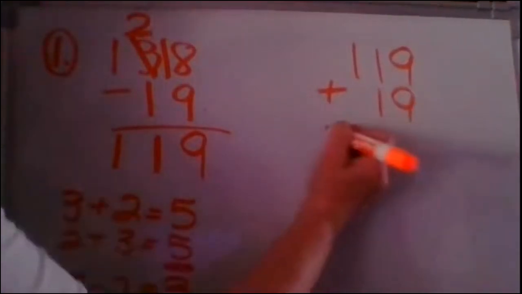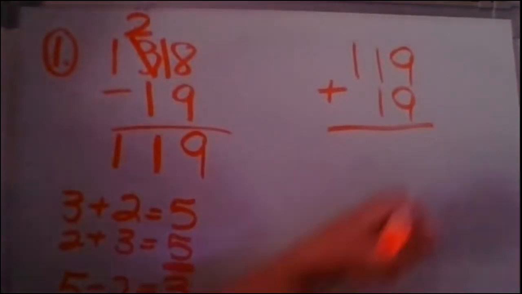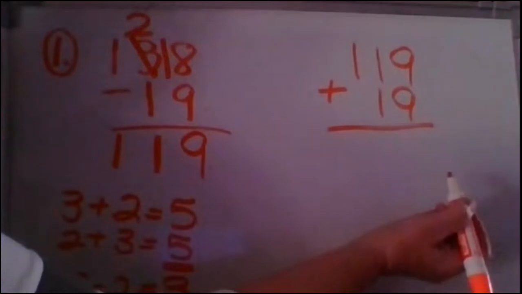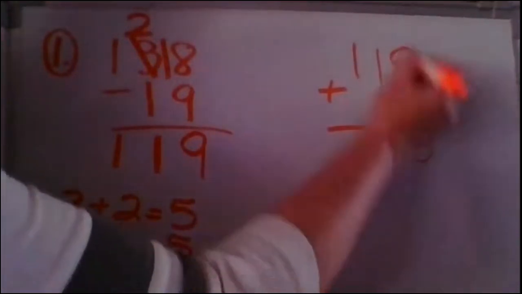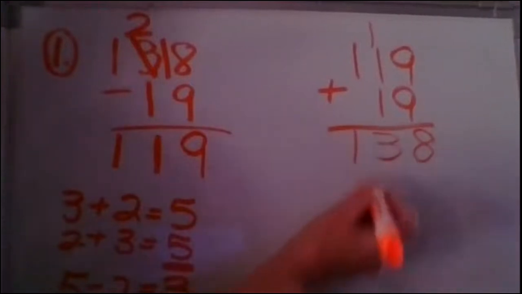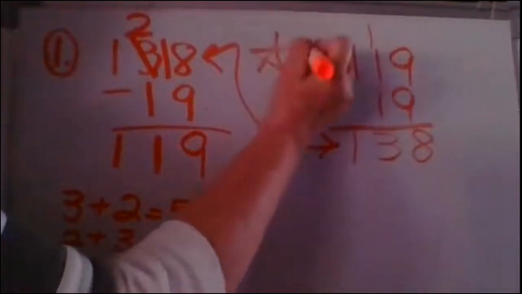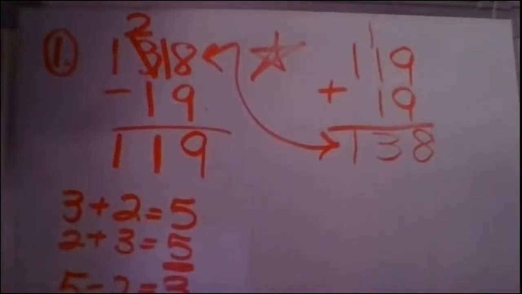119 plus 19, add it together to see if we come back up with 138. 9 plus 9 equals, that's right, 18. 3 in a row, 3, and 1 plus 0 is 1. Did we get the same answer? Yes, we did. That is correct. Now let's move on to question 2.